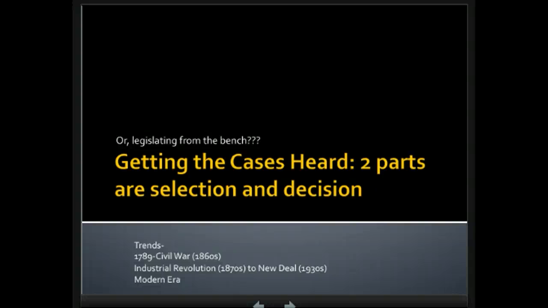Getting a case heard. There are two parts to the Supreme Court case process. There's the selection of the case and then deciding the case. Now up here I've put "legislating from the bench." What I mean by that is decisions of the Supreme Court shape public policy in America, which could be considered overreach of their power because they're only supposed to interpret law, not really write it.